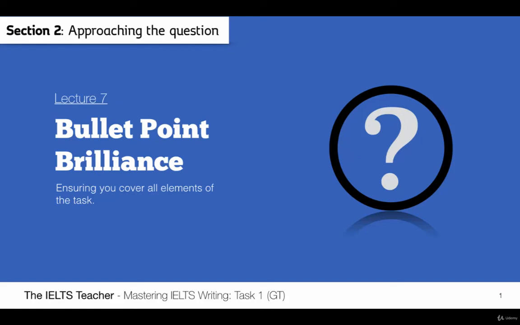We're going to finish this section by looking at the final element of the band descriptors for task achievement that we haven't looked at yet, and that is making sure that we address all of the bullet point directives. So this lecture is called Bullet Point Brilliance, and it's making sure that we cover all elements of the task.